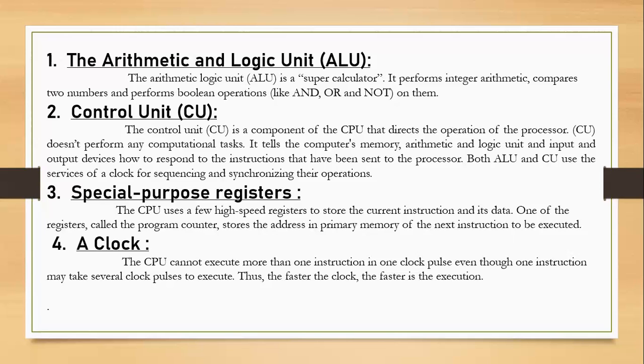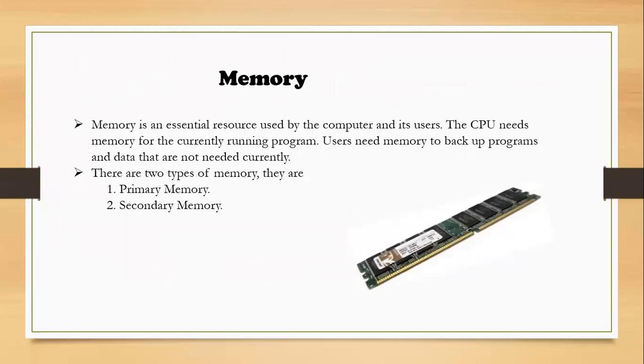Next, let's talk about memory. Memory is an essential resource used by the computer and its users. The CPU needs memory for the currently running program. Users need memory to back up programs and data that are not needed currently. There are two types of memory called primary memory and secondary memory.